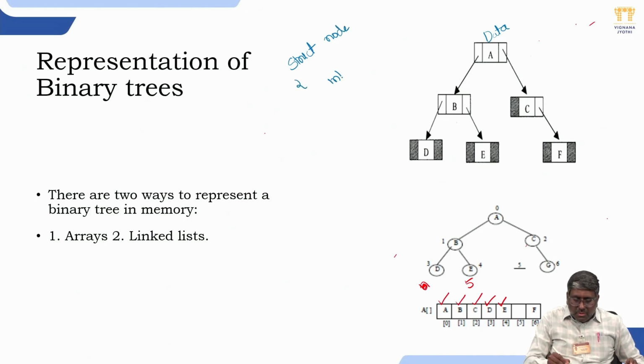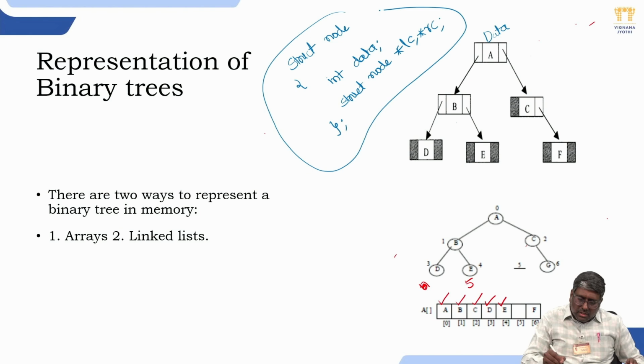So one field is used to represent the data, so that we can write integer data, and the remaining 2 fields are the pointers which are pointing to the left child as well as the right child, so that we can write struct node star right child and struct node star left child. In this way we can represent the node of a tree. This is the C node structure syntax.